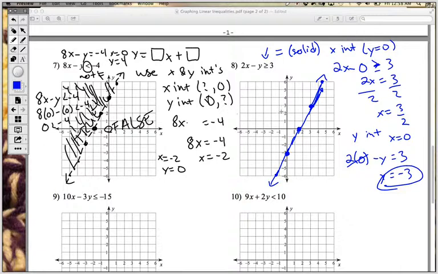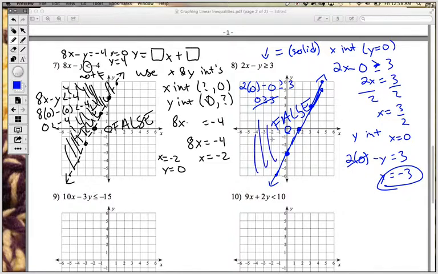So now I want to shade, so I'm going to test. Let's test 0, 0, just like usual. That would be 2 times 0 minus 0 is greater than or equal to 3. All right. Then we'd have 0 is greater than or equal to 3. That's actually false. That's not true. So this side is false.